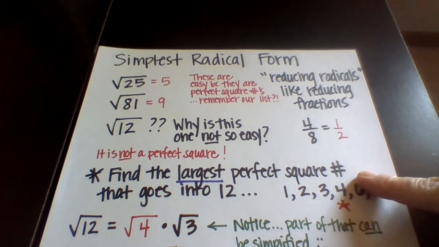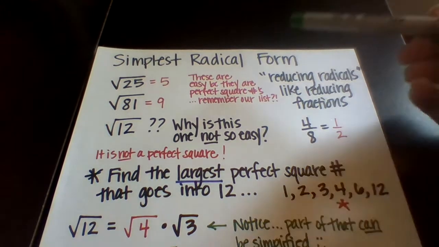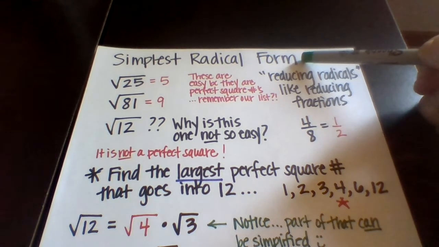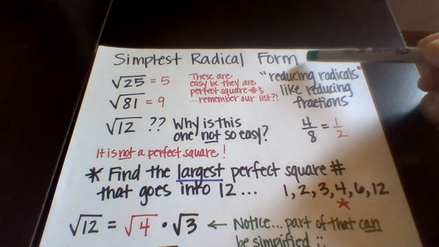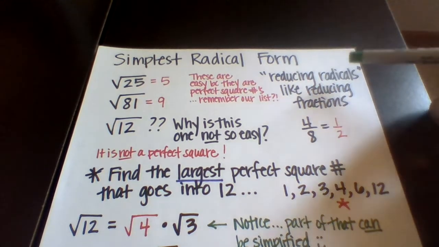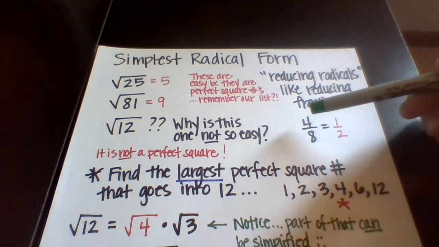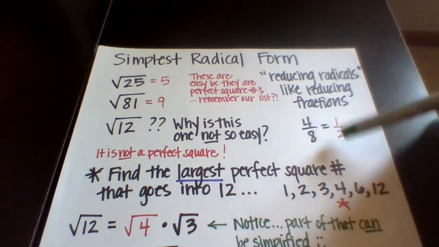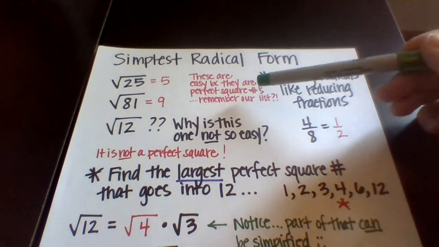Okay, so the lesson I'm going to talk about right now is teaching you guys how to do simplest radical form. Simplest radical form is basically just reducing radicals, kind of like we reduce fractions. So obviously, if you had a fraction of 4/8, we always simplify and reduce it as low as possible, and that's obviously 1/2.